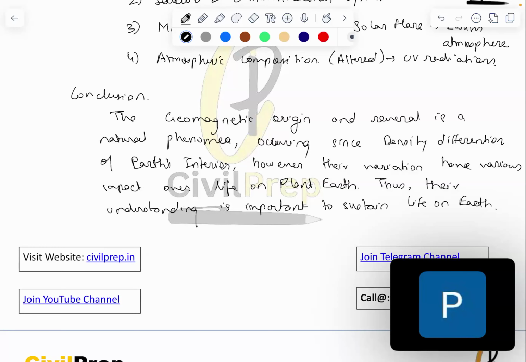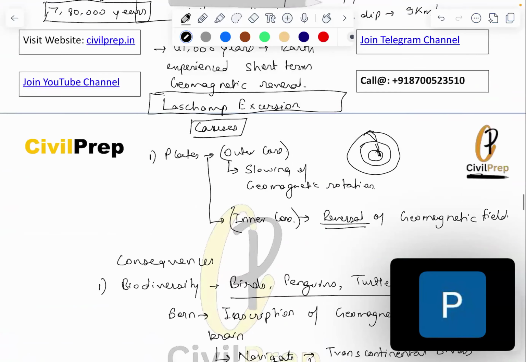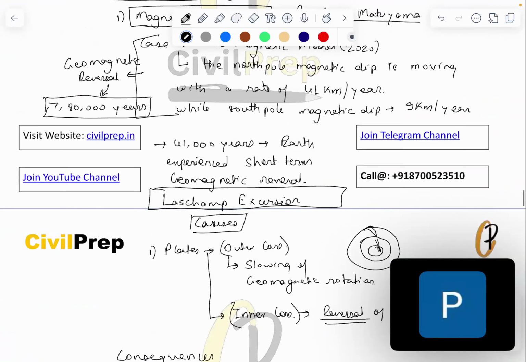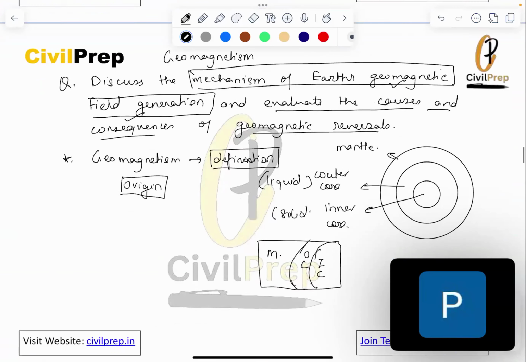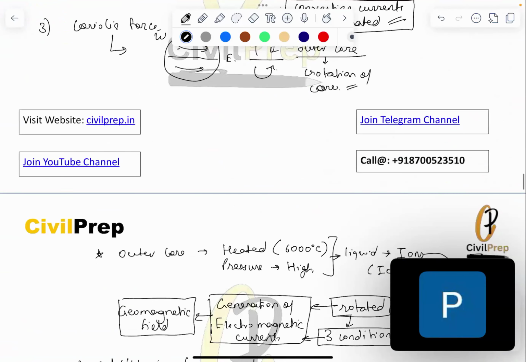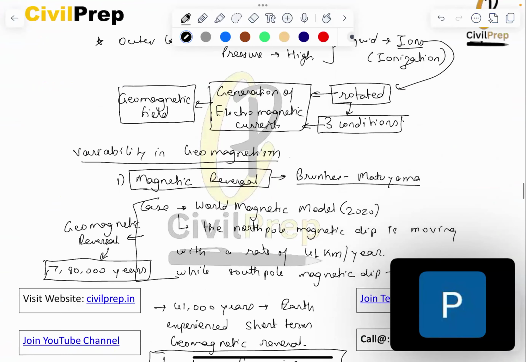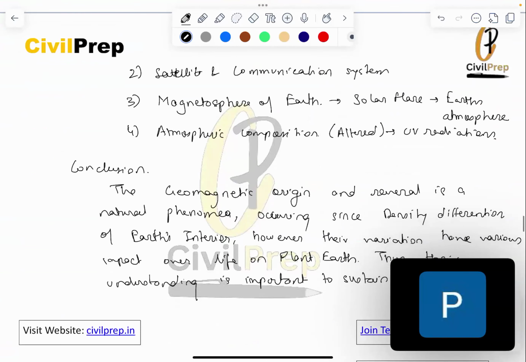Okay, so this can be the answer which we can write here, including the various aspects from the origin of the geomagnetic field, up to the convection currents and how they are being formed, then variability in geomagnetism, causes of reversal, consequences of reversal, and the conclusion.